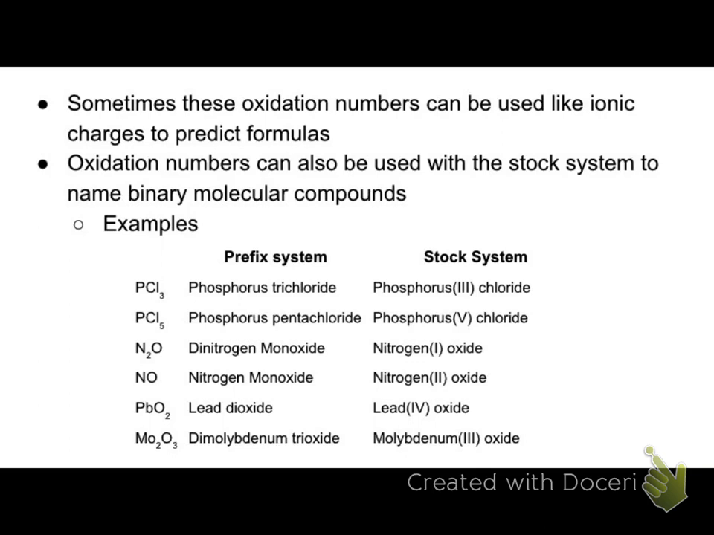The Stock system, some people prefer it because you do not have to then be familiar with prefixes. It's not common for things to have charges that are much higher than 4 or 5, and most people know Roman numerals through the number 5, so it makes it a little bit more accessible. It also makes it a little less clunky in the mouth, as you might have noticed from dimolybdenum trioxide.